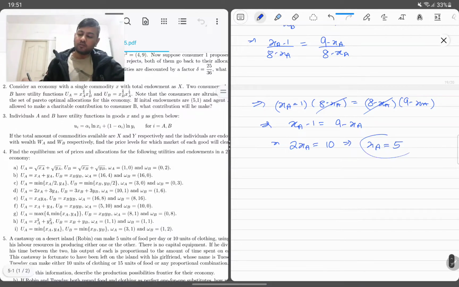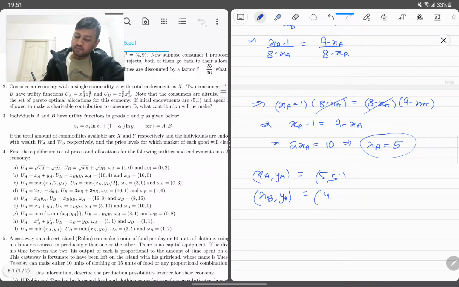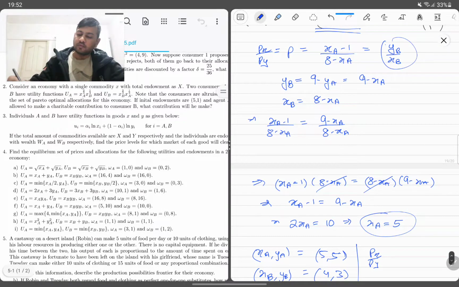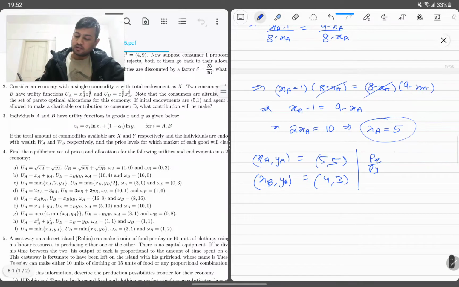Now my XA comma YA turns out to be 5 comma 5. XB comma YB turns out to be 4 comma, what will YB be? 4 comma 3. And the price ratio Px upon Py you can get from here, YB upon XB, 3 by 4.